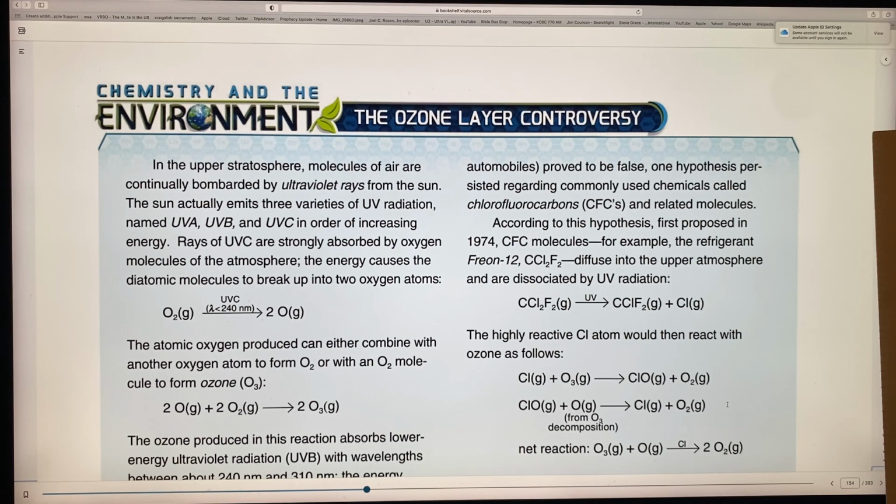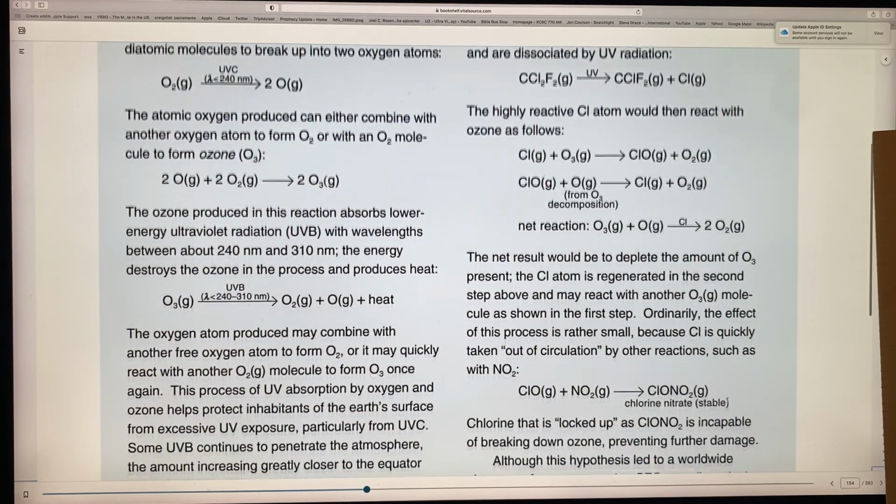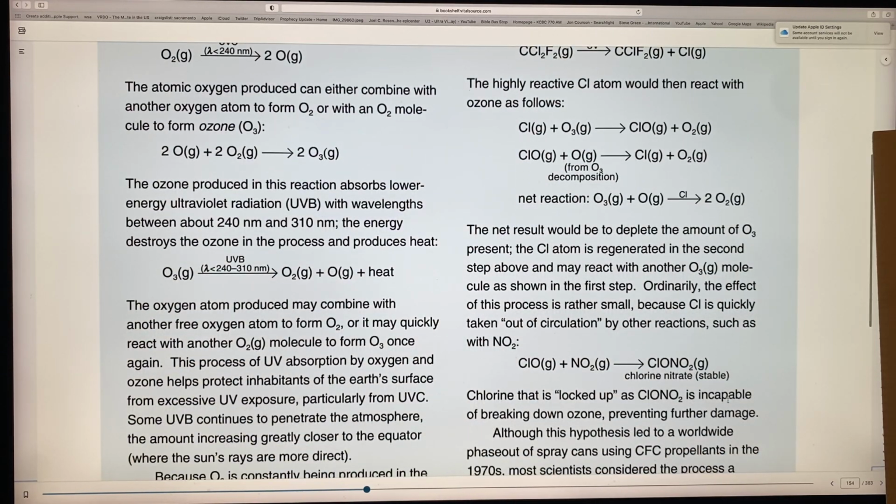So here we have oxygen gas with the UV rays. The atomic oxygen produced can either combine with another oxygen to form O2, or with an O2 molecule to form ozone. When these form O3, it's much stronger at absorbing the ultraviolet wavelengths. So that's important here.